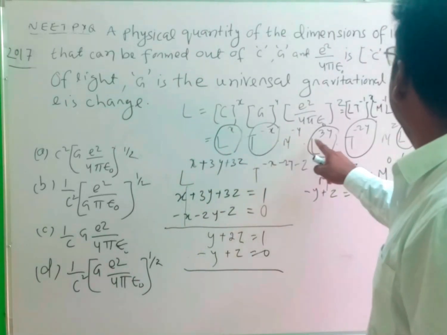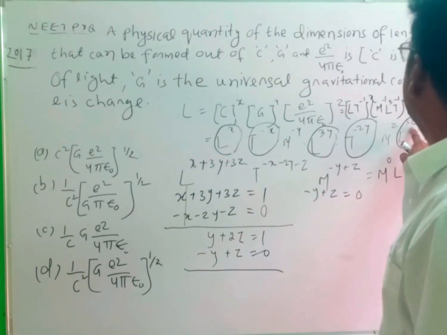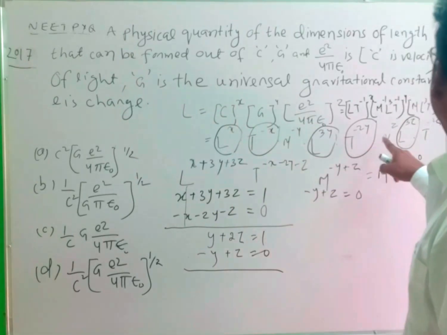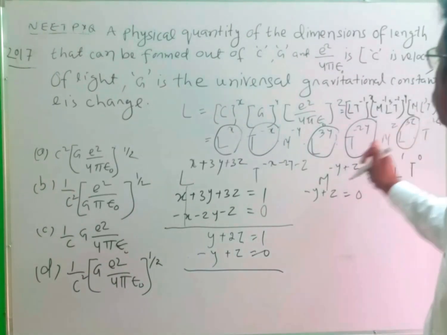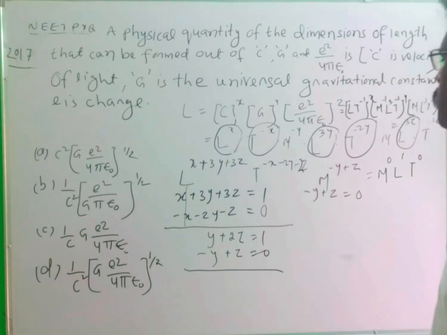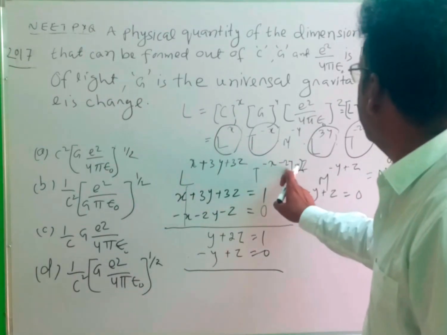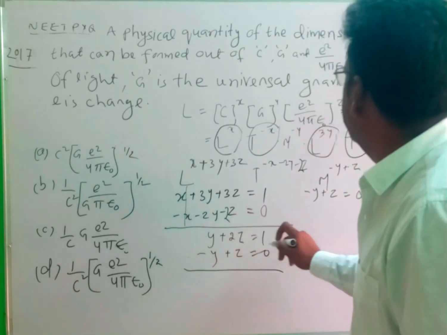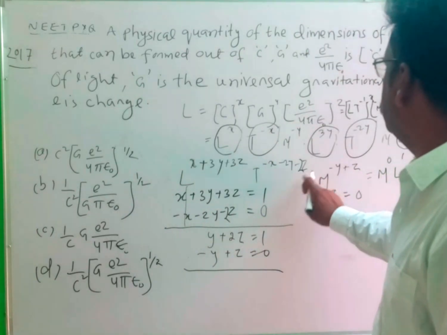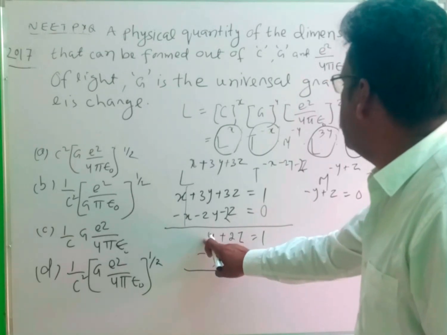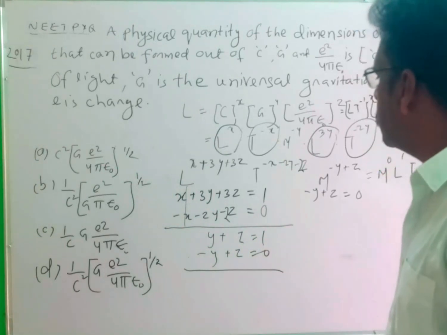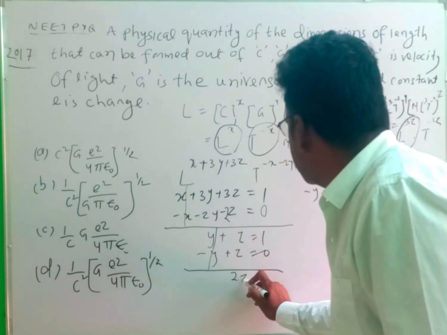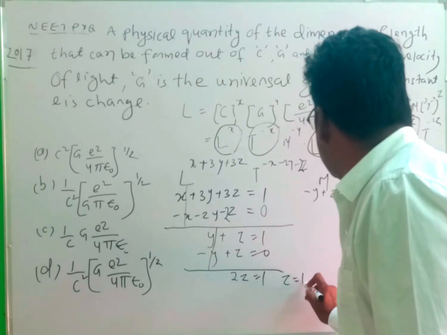This is L to the power x, L to the power 3y, L to the power 3z. And this is T to the power minus x, T to the power minus 2y, and T to the power minus 2z. Here minus 2z is there, student. We have written z, this is 2z. So minus x minus 2y minus 2z is equal to 0. So this equation becomes y, 3z minus 2z is equal to z. Y plus z is equal to 1.